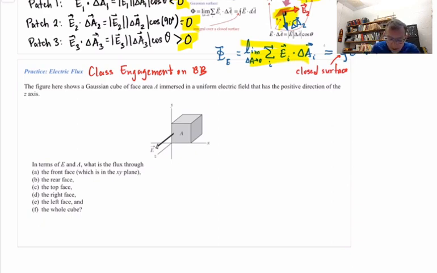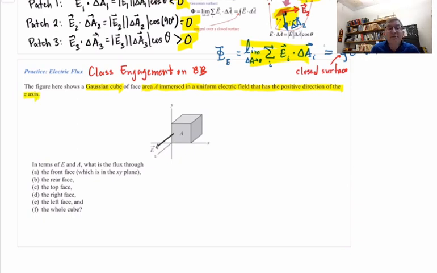All right, this figure here shows what's called a Gaussian cube. It's just called that because they chose their Gaussian surface to be shaped like a cube of face area A. That means all 6 faces have area A. And this cube is immersed in a uniform electric field that has the positive direction of the z-axis.